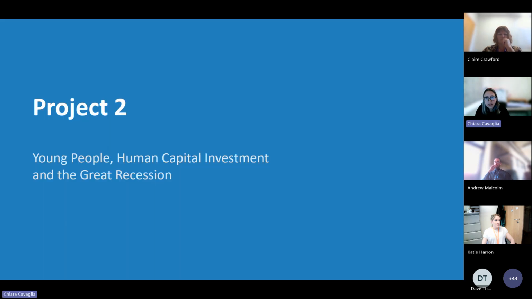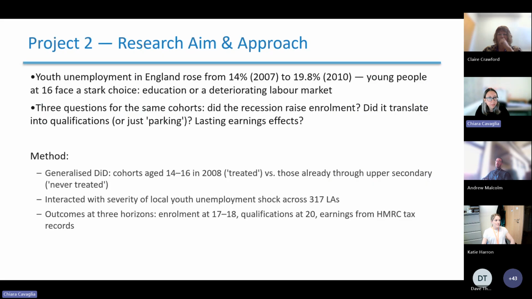And a second project is looking at the effect of the Great Recession in England on the choices of young people. We wanted to look at whether an increase in youth unemployment would affect what young people were doing as activity, whether it would have increased enrollment in school, whether this translated into more qualifications, and whether it had some earnings effects.